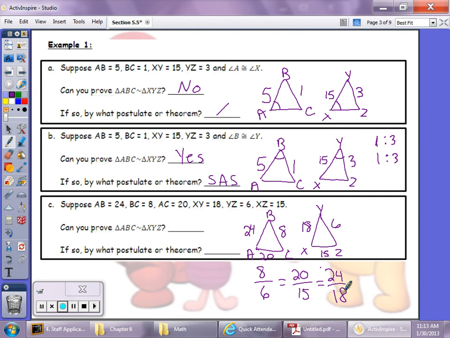So if these all reduce to the same ratio, then we would say that all three sides of ABC are in proportion to all three sides of XYZ. So 8 over 6, 20 over 15, and 24 over 18 all reduce to 4 over 3. So therefore, we can say, yes, these triangles are similar based on side-side-side.